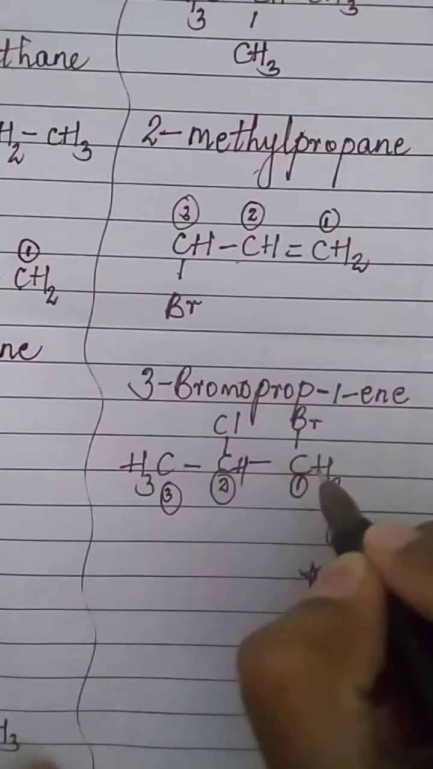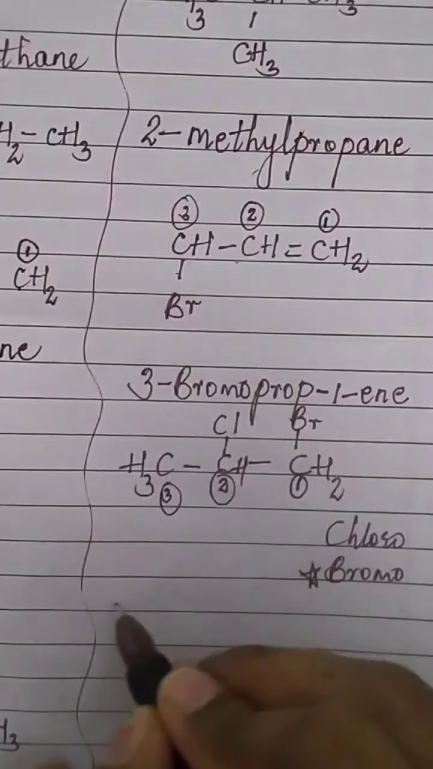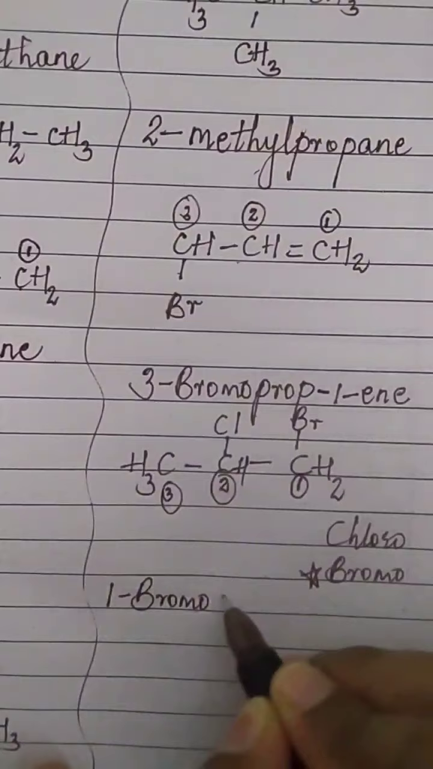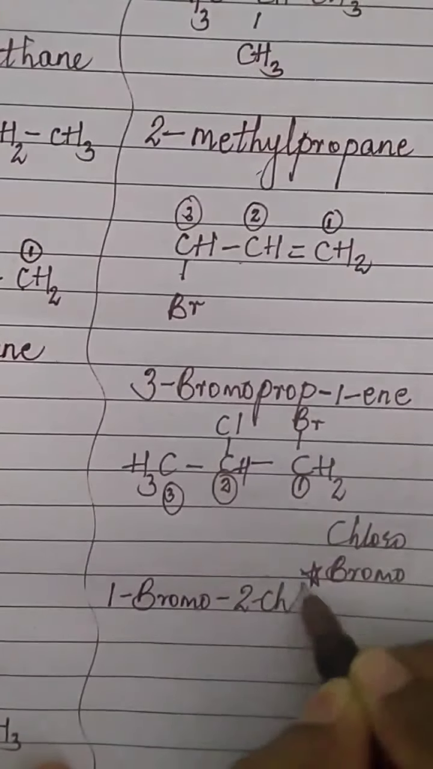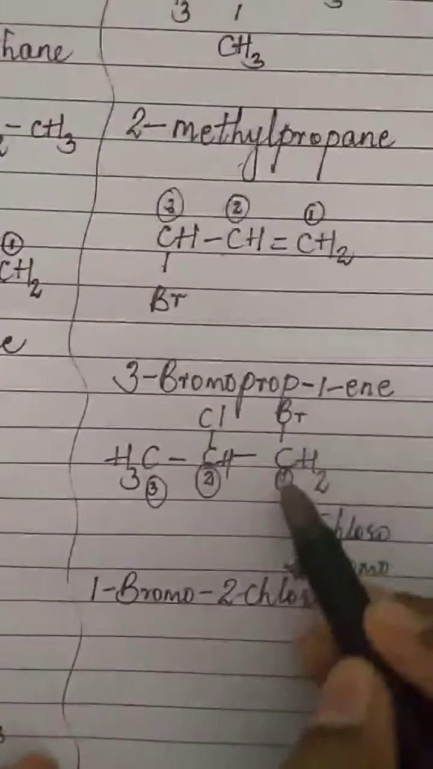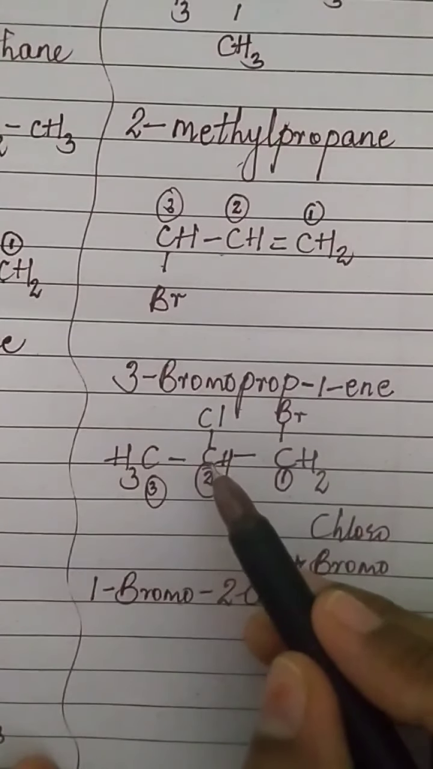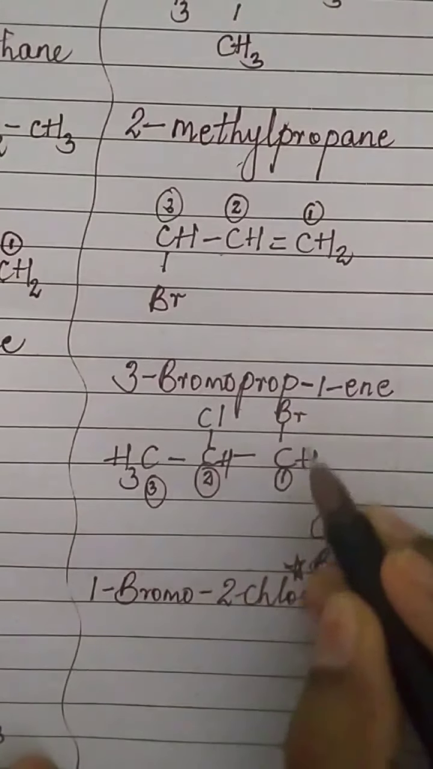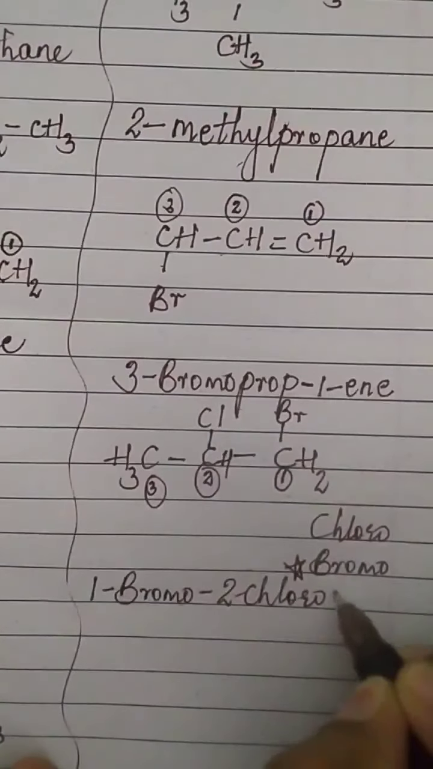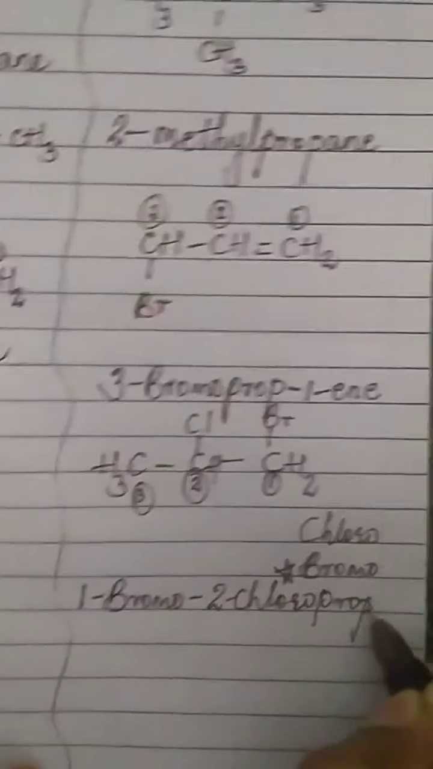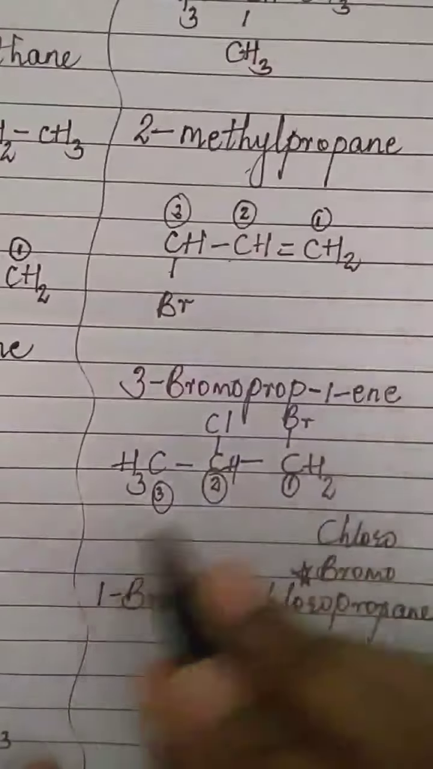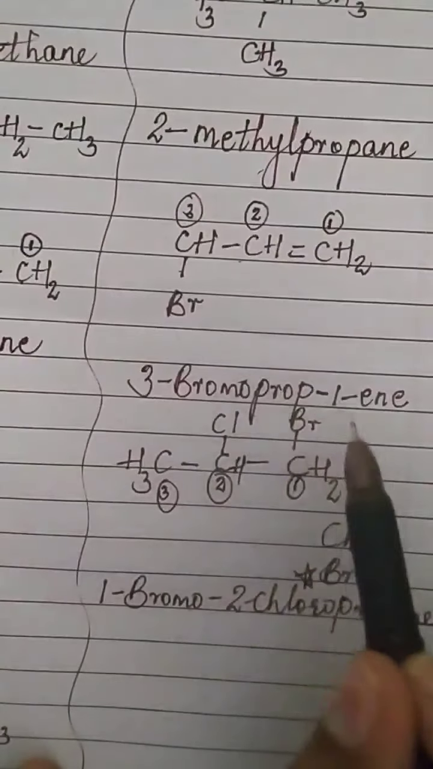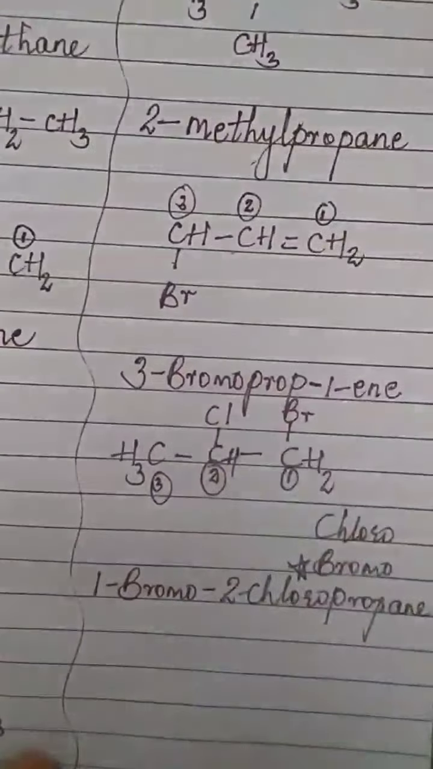The name of the parent, 3 carbons, means methane, ethane, propane. How will we write the name? 1 bromo, 2 chloro. Okay, 1 bromo, 2 carbon. Second carbon has chloro and parent name is propane. 1 bromo, 2 chloro, propane. There is no double bond here, so all single bond, so ane will come. No ene will come. Here you had double bond, so ene came.